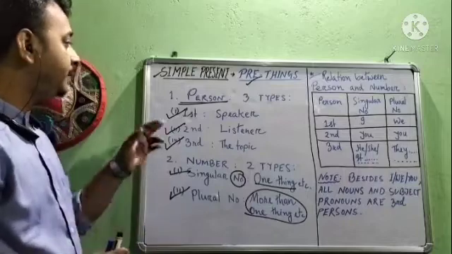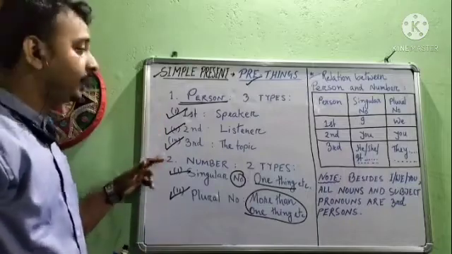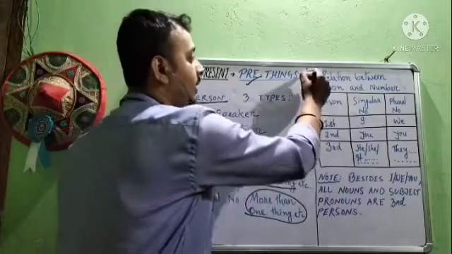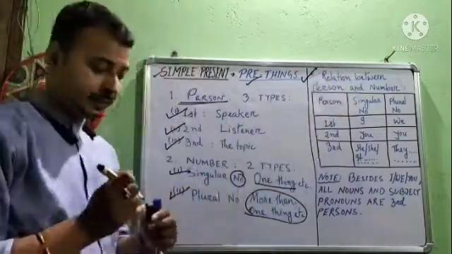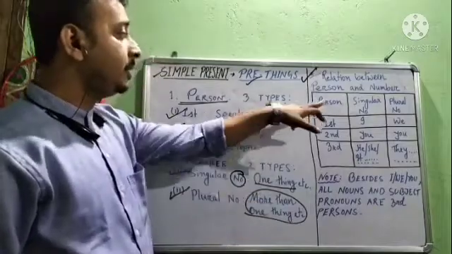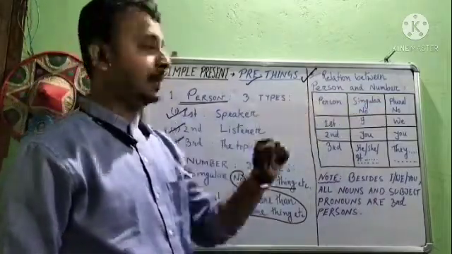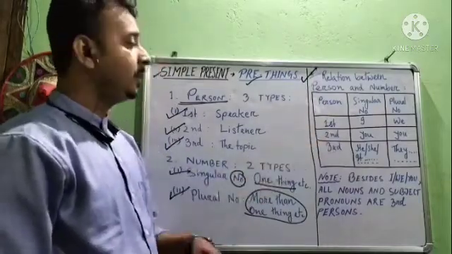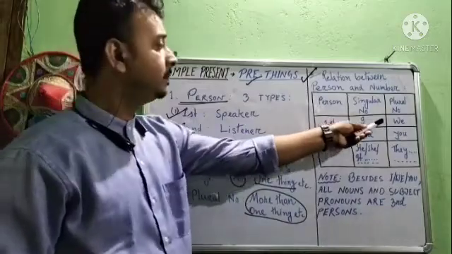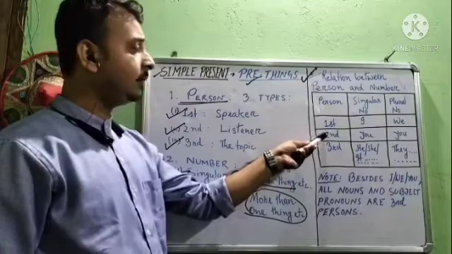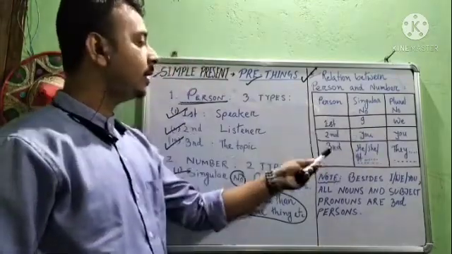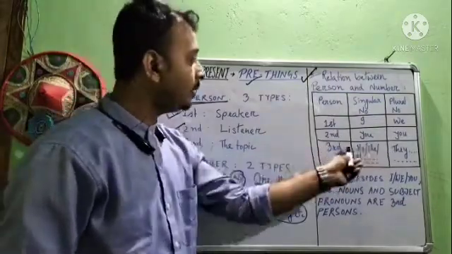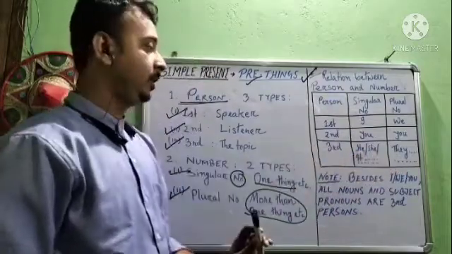Next, I tell you, as you have now learned that person and number. Now there is a relation between person and number, and you see this table. This table is called relation between person and number. You see here person, singular number, and plural number. First person, second person, third person. First person singular number is I, plural number we. Second person singular you, plural also you. Third person singular he, she, it, dot means many more. And third person plural they and many more.